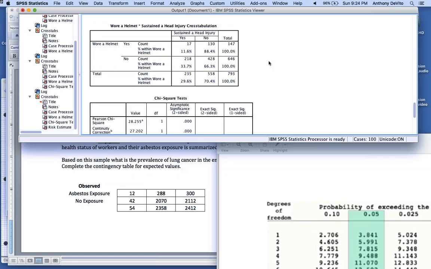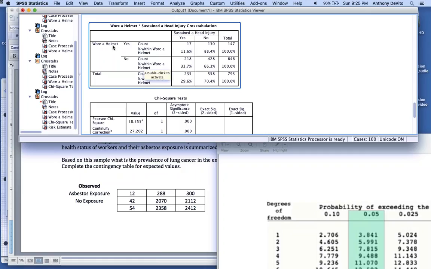Now, had I organized this differently so that not wearing a helmet was on top and yes was on the bottom, I can actually recode the variable so that happens, recoding the 2 into a 1 and the 1 into a 2. If this had been on top, it would have given me the inverse of that. In other words, 33.7 over 11.6. Not wearing a helmet, you're 3 times as likely to sustain a head injury. The way it's formatted here, it's 1/3 as likely if you wore a helmet.